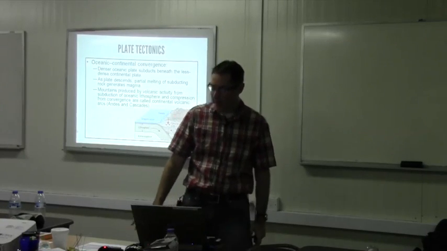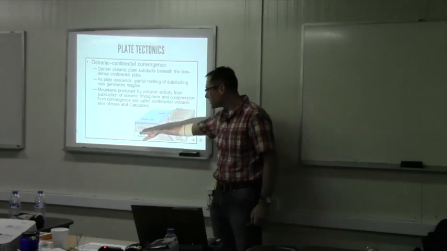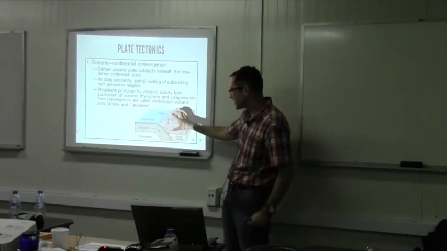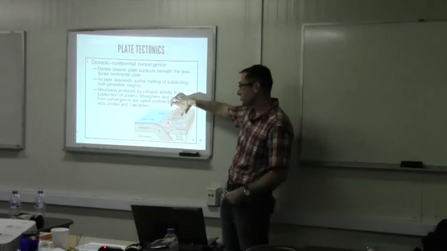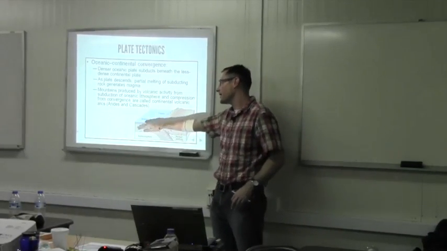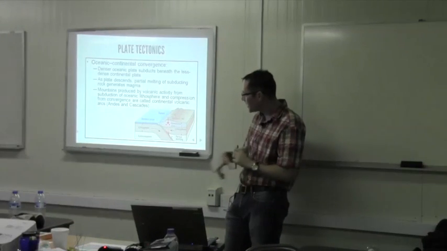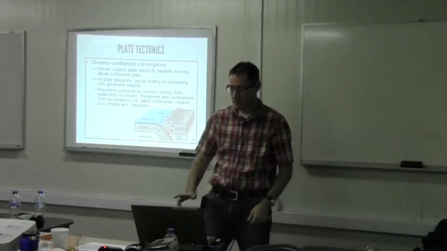And then you've got oceanic continental convergence. The oceanic lithosphere goes underneath the continent. The continent, which remember is a little less dense, will stay above the ocean and kind of creep along. And it's the oceanic crust and so forth that goes below, like that. And again, you can get volcanoes and mountains and all that.